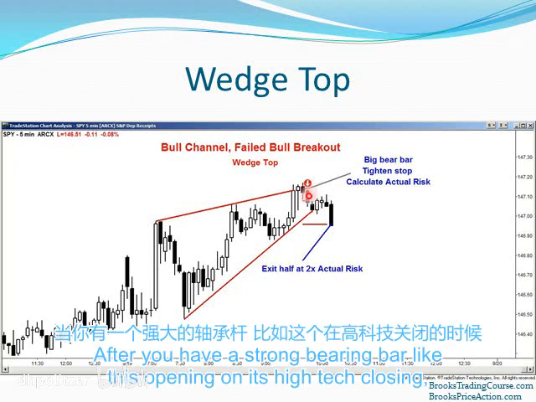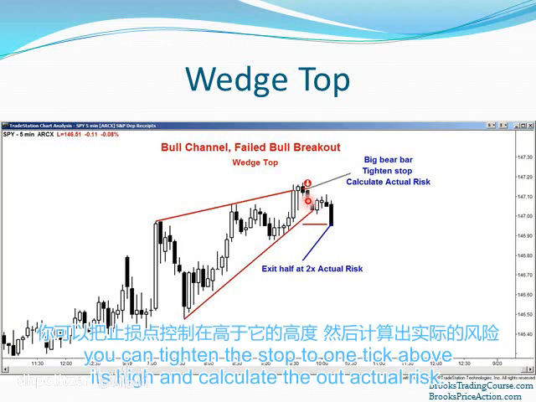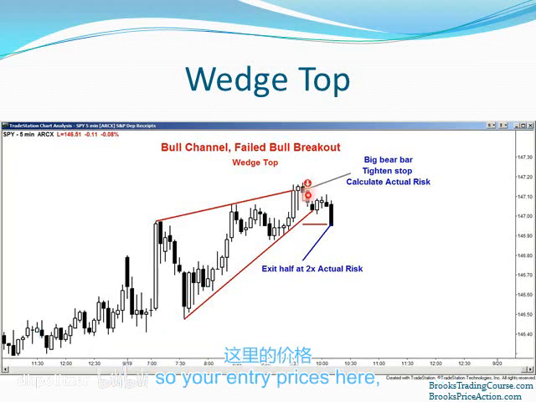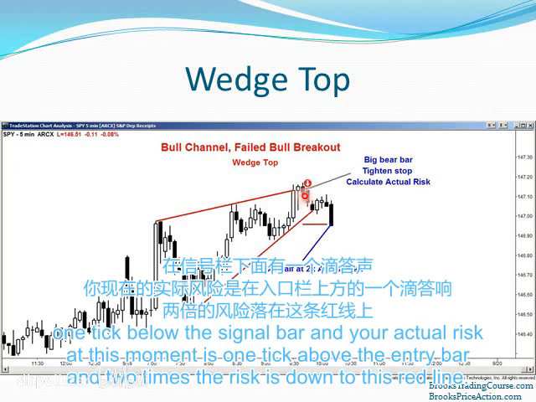After you have a strong bear bar like this, opening on its high tick, closing near its low, you can tighten the stop to one tick above its high and calculate the actual risk. So your entry price is here, one tick below the signal bar, and your actual risk at this moment is one tick above the entry bar, and 2 times the risk is down to this red line.